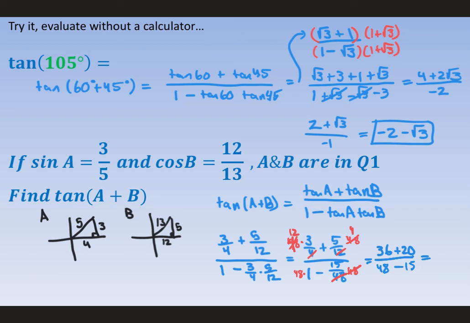All right, so you finish this off. 36 plus 20 is 56, over 48 minus 15, that's 33. And that is our final answer here.